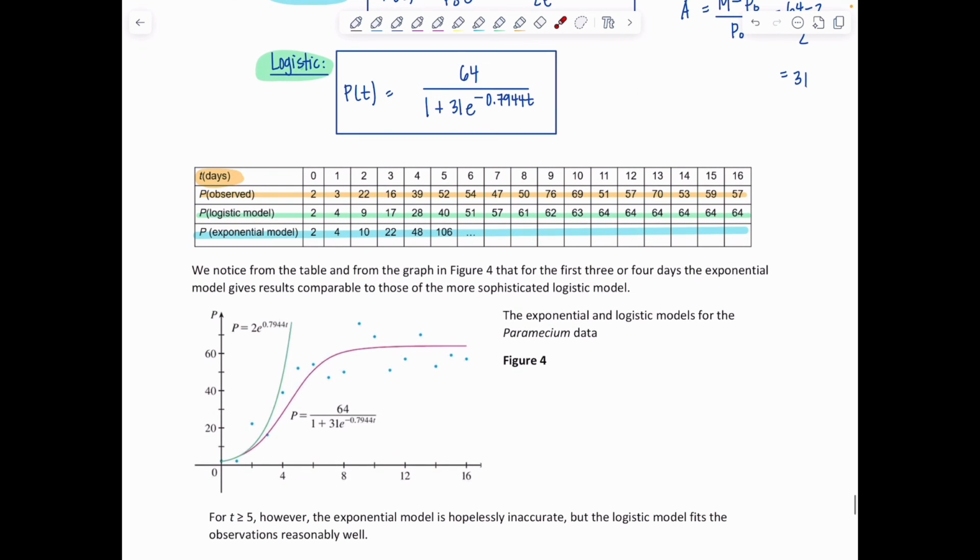Now, I have a graph here for you just to kind of help put everything together. So we notice from the table and from the graph in this figure 4 that for the first 3 or 4 days, the exponential model gives results that are comparable to those of the more sophisticated logistic model. We could see that clearly right in here. But then afterward, boom. Here is the exponential model, here is the logistic model, and then these scattered dots are the actual observations. Now notice, once t is greater than or equal to 5, this exponential model is hopelessly inaccurate. Look where it's going, all the way off here, when the actual observed values are here. And the logistic model does fit the observations reasonably well.